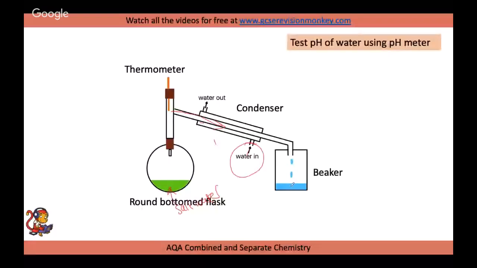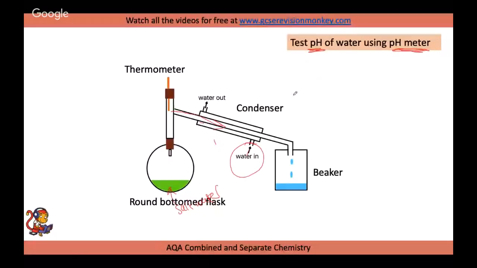So a few unusual things that we need to do before. We need to test the pH of the water using a pH meter. So using an electronic device, because we don't want to put some universal indicator in it and contaminate it. They might ask that. Okay, you don't want to put universal indicator in because that will contaminate your water.